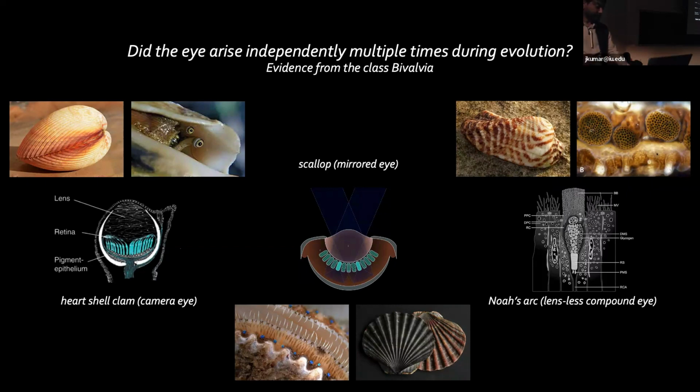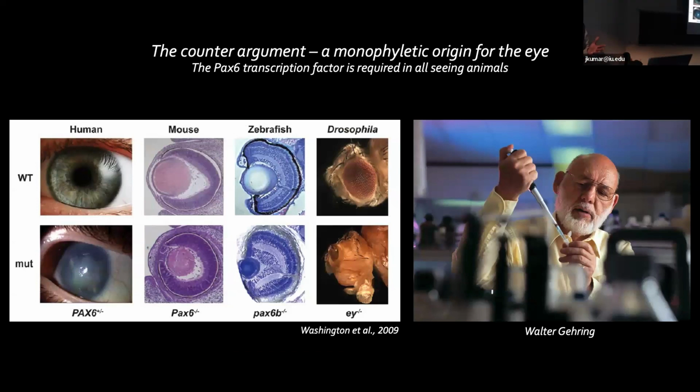So they proposed that you could get these individual evolutionary steps within very closely related species. However, the counterpoint came from a set of remarkable studies in the 1990s in which a number of individuals, including Walter Gehring, noticed that mutations within the PAX6 transcription factor were the underlying cause of eye defects in Drosophila, zebrafish, mice, and humans. In humans, the disease is aniridia, being born without an iris. And it was Walter who proposed that the eye has a monophyletic origin.